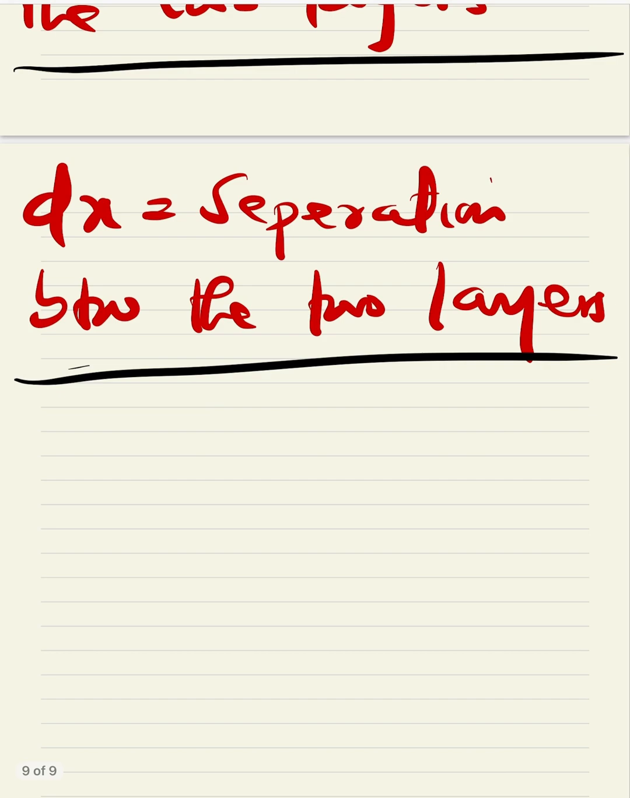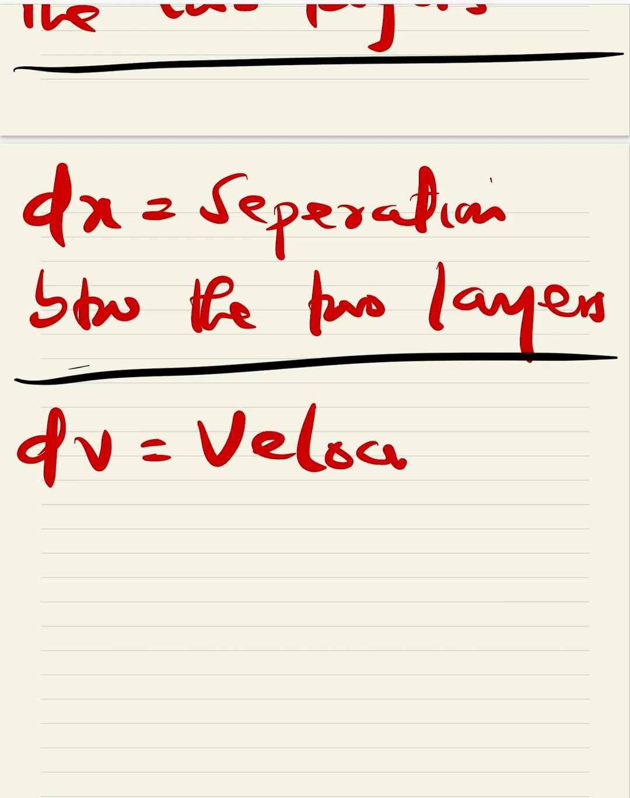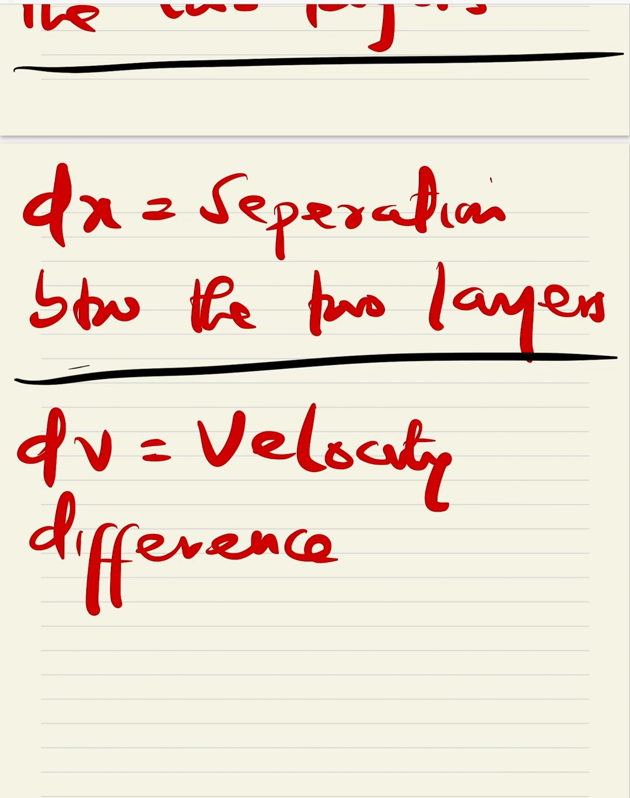The last one is dV. We usually have the V there, which we all know is the velocity, right? So that is the velocity difference between them. You can see this d means change. The d I'm putting between them is the change. That is the velocity difference between the two layers as well, right?